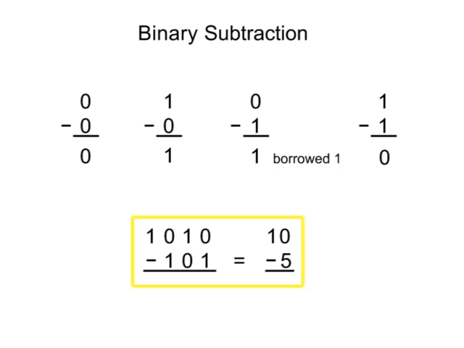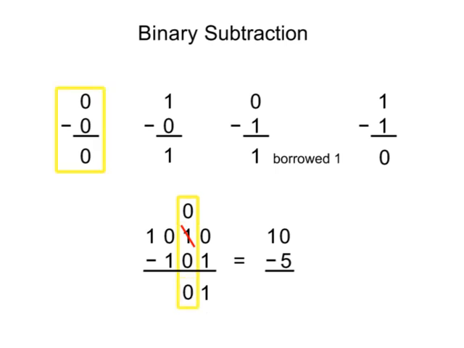10 minus 5 looks like this. 0 minus 1 requires a borrowed 1 and yields 1. Now, the second digit place is a 0. So 0 minus 0 yields a 0. Then 0 minus 1 requires a borrowed 1, and the resulting binary digit is 1, 0, 1, or 5.